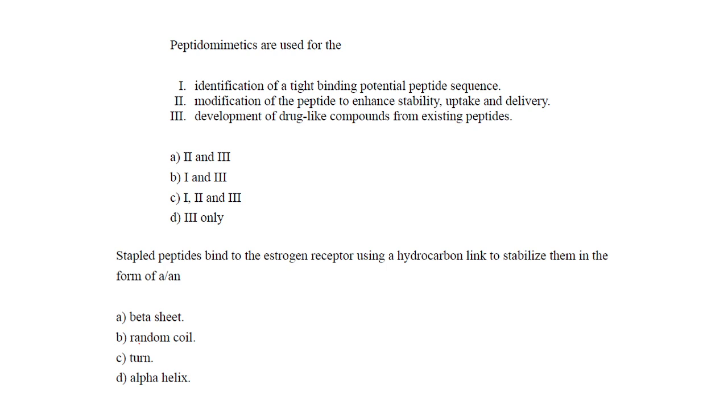Peptidomimetics are used for. So what do you use peptidomimetics for? Yes, binding of target sequence, modification of the peptide to enhance stability, delivery and uptake, development of drug-like compounds from existing peptides. Yes, all three are correct. Now, stapled peptides bind to estrogen receptor using a hydrocarbon link to stabilize them in the form of a beta sheet, random coil, turn, or an alpha helix. Yes, that's an alpha helix. Correct.